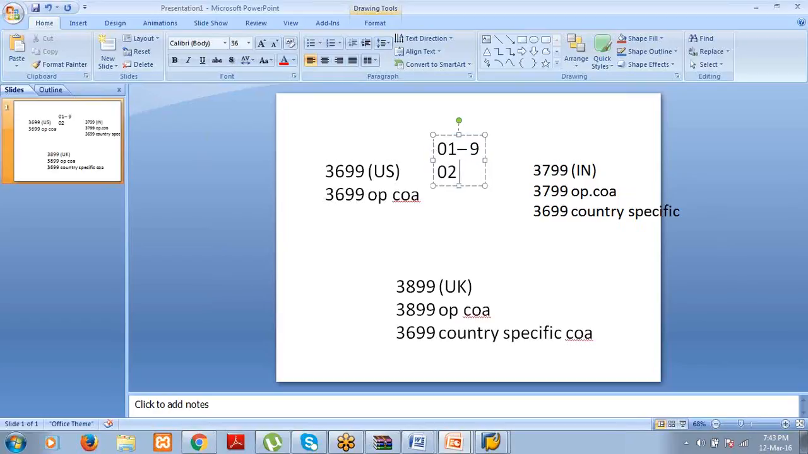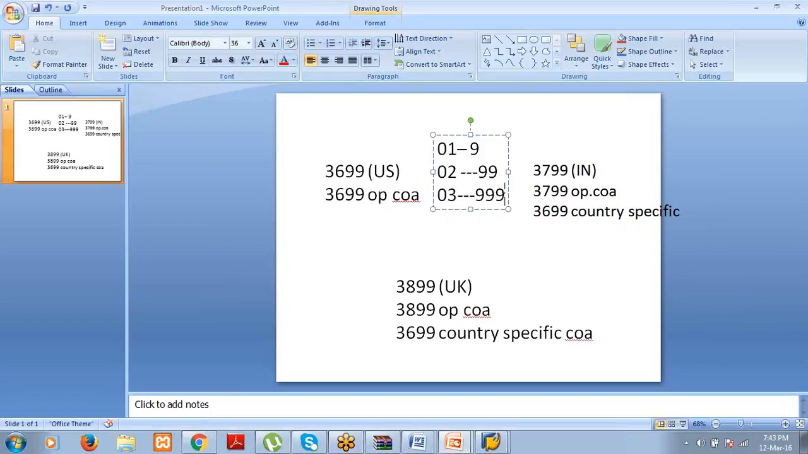Suppose if you enter 02 there, you can create 99 GL accounts because the biggest number containing 2 digits is 99. Suppose if you enter 03, you can create only 999, which is not sufficient for our purpose. That's why I have given 6 digits.